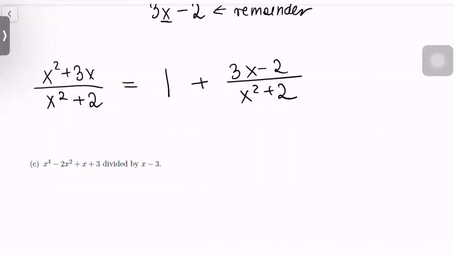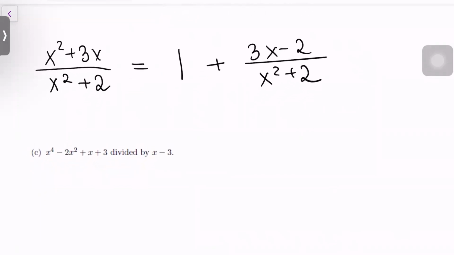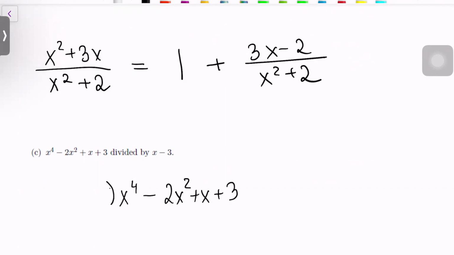But let's see about this one. x squared minus 2, sorry, x to the power 4 minus 2x squared plus x plus 3. And we want to divide it by x minus 3. So I'm going to write it down: x to the power 4 minus 2x squared plus x plus 3 is being divided by x minus 3.